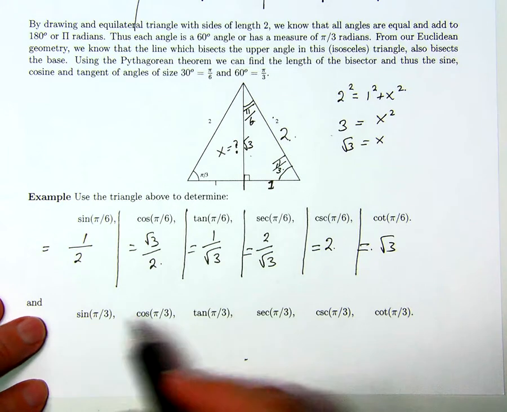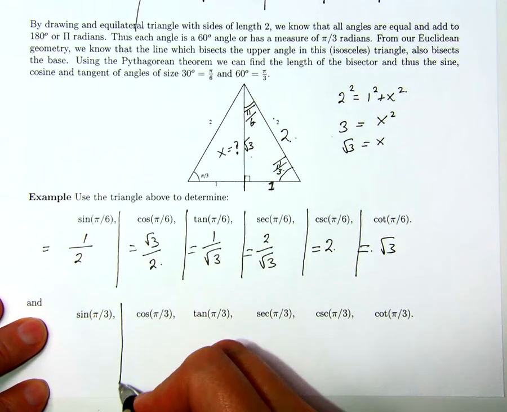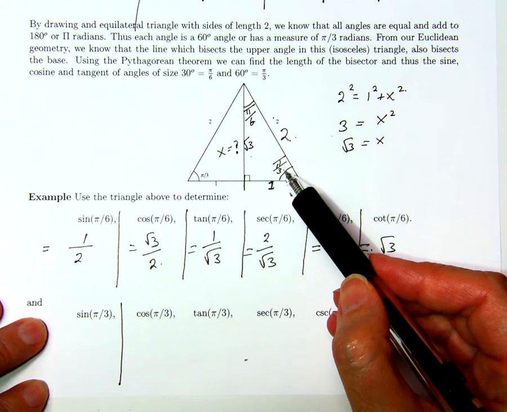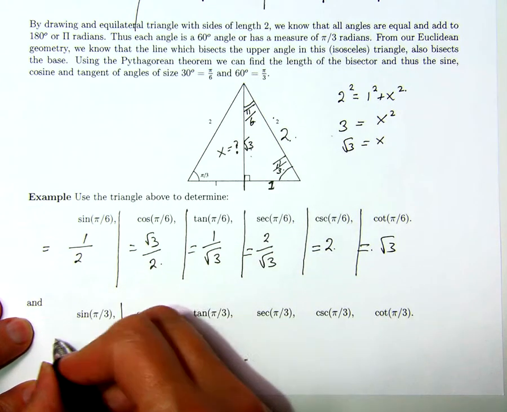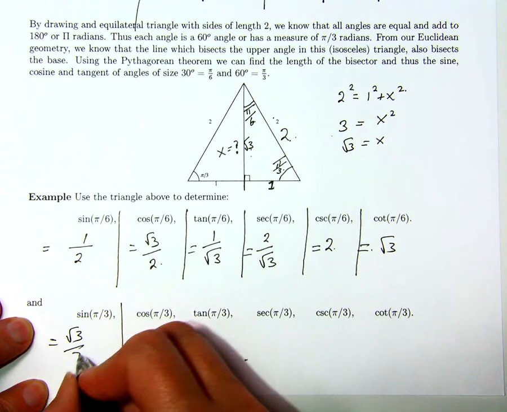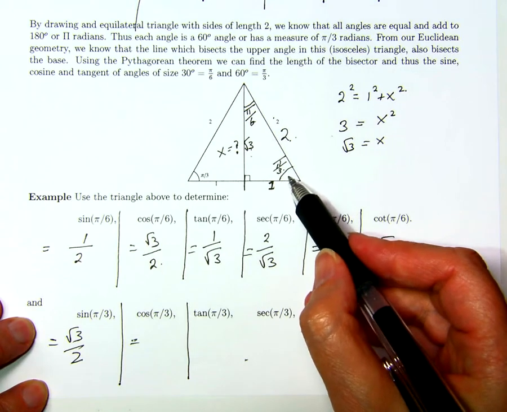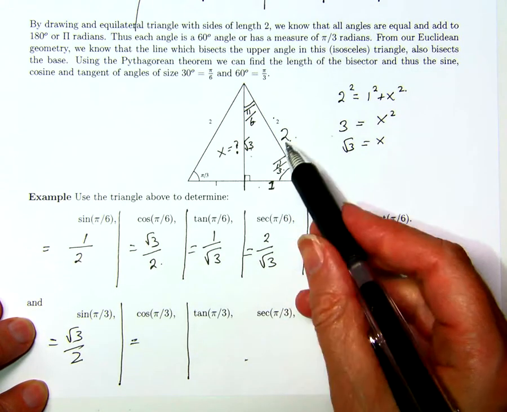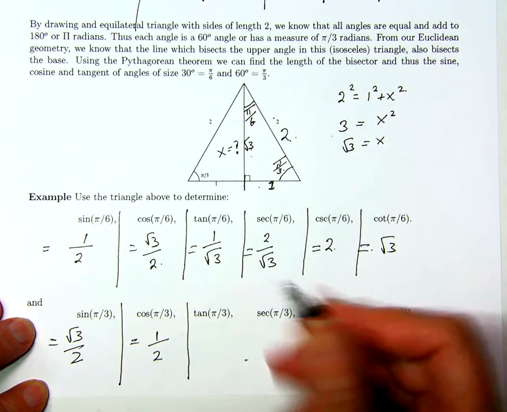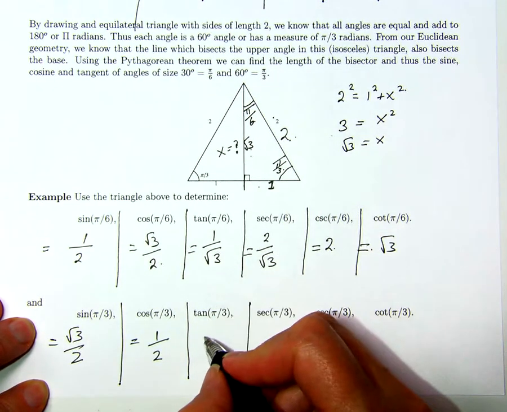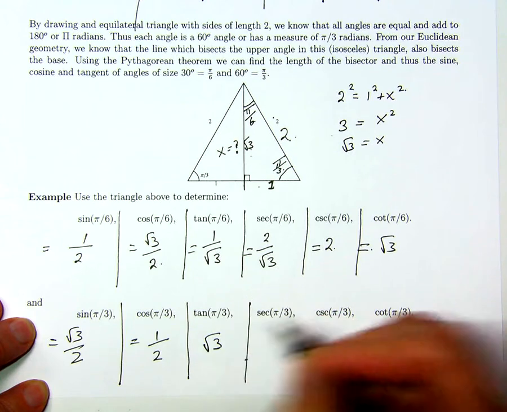We can also read off the sine of pi over 3. Pi over 3 is in this corner. Its sine is the opposite over the hypotenuse, so that's the square root of 3 over 2. Its cosine is the adjacent over the hypotenuse, so that's 1 over 2. And its tangent is the opposite over the adjacent, so that's the square root of 3.